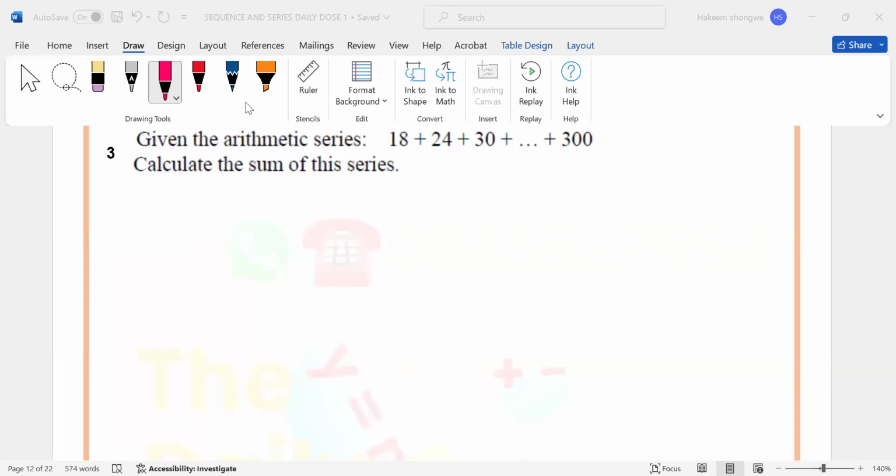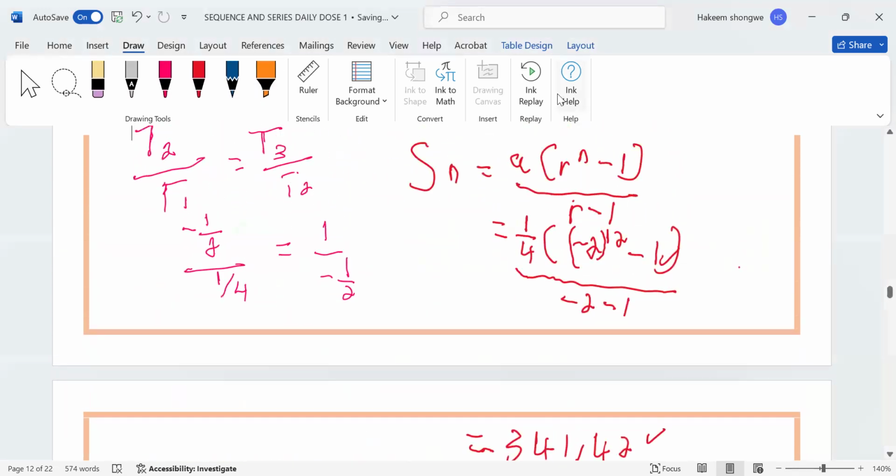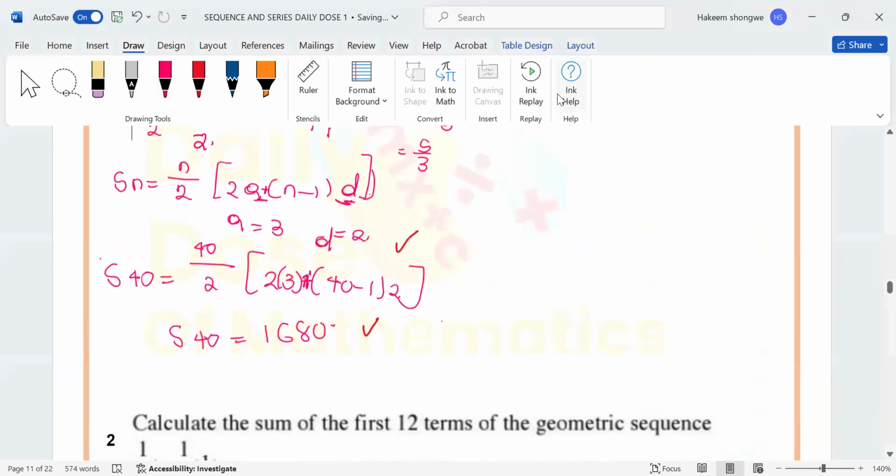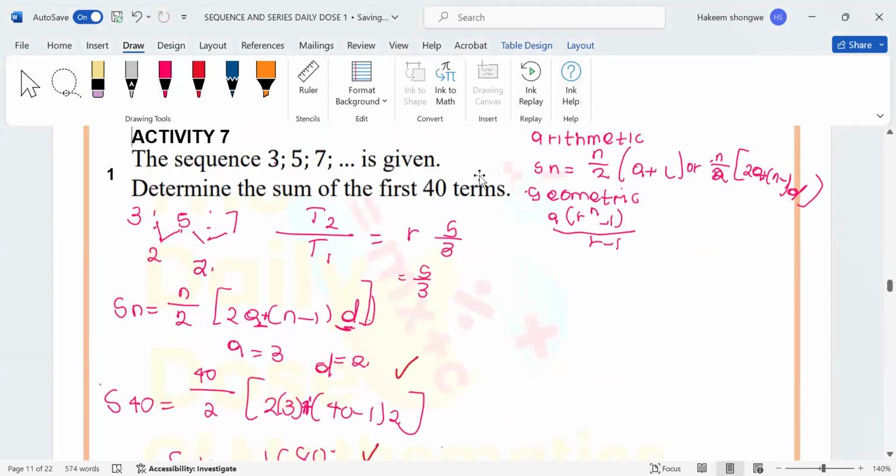So yeah, we are given that it's an arithmetic series already. And then they say calculate the sum of the series. What is the difference between the previous questions that we've done? Look at this one, it didn't have an end. You look at this one, it didn't have an end.